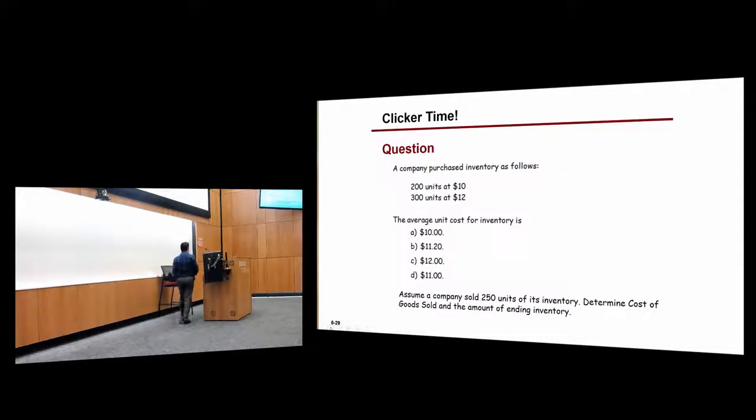Let's do this one now. Here first, they are asking you to calculate the average cost per unit.